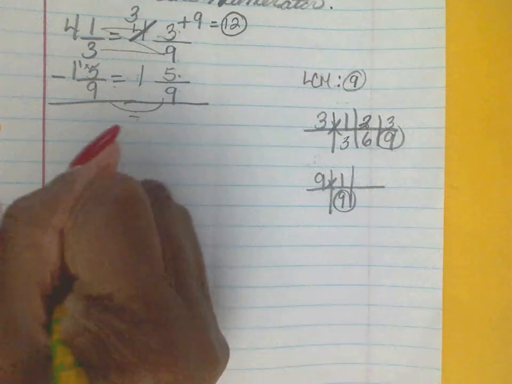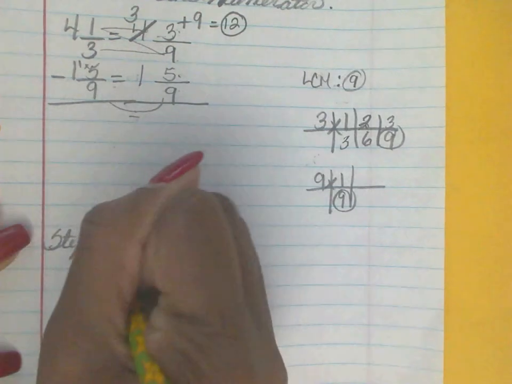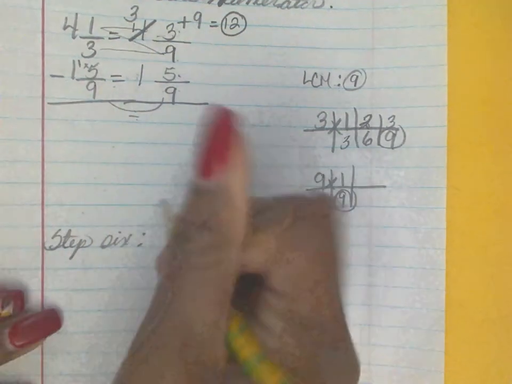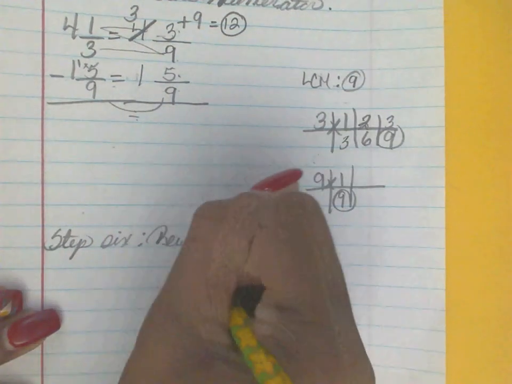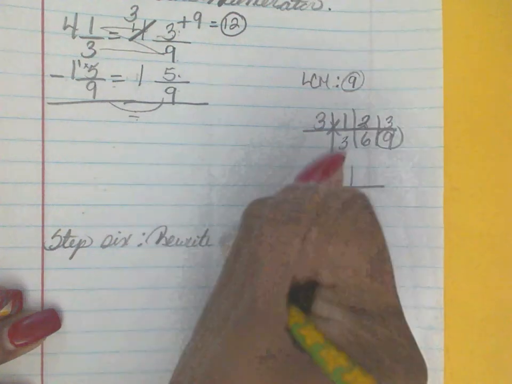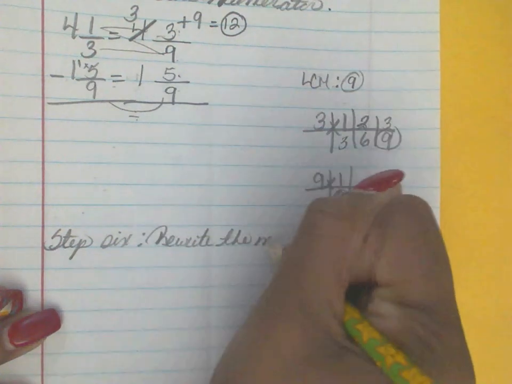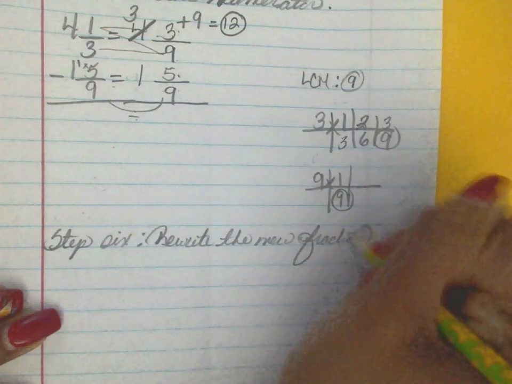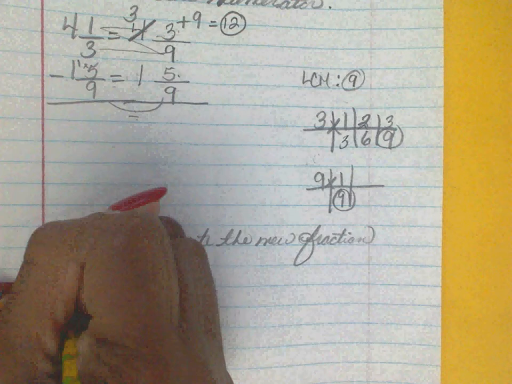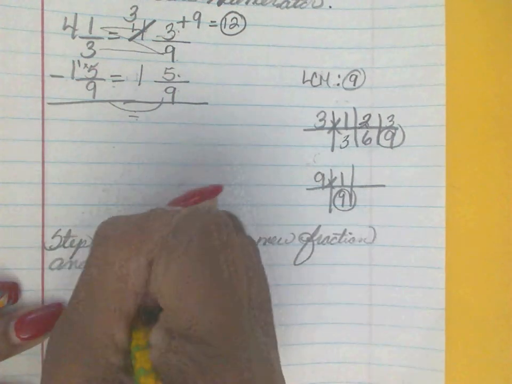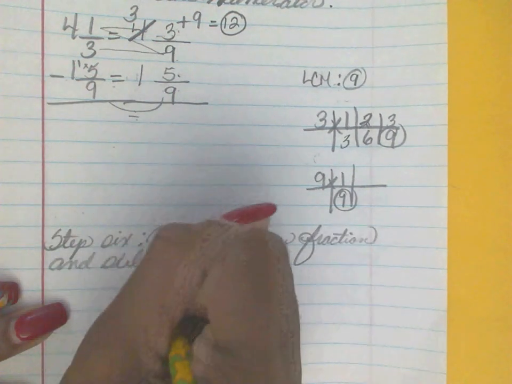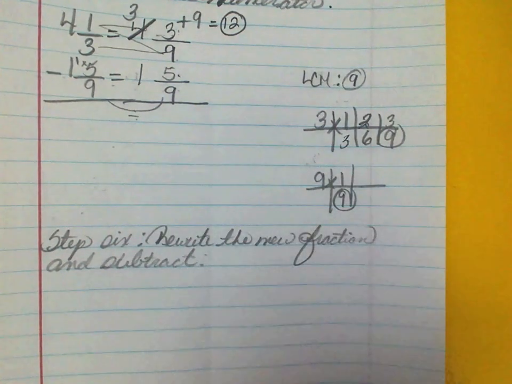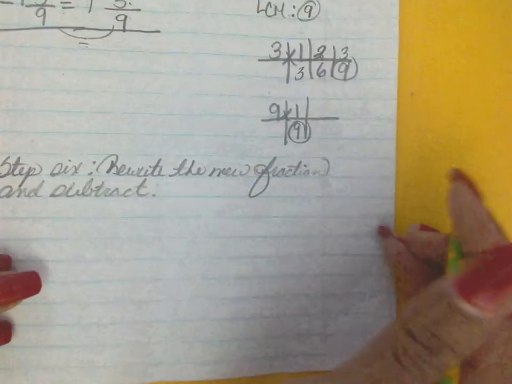Step 6. Rewrite the new fraction and subtract. So, go all the way back to step 1. We got this. What's the first step? Yep, you said it. Line them up vertically.